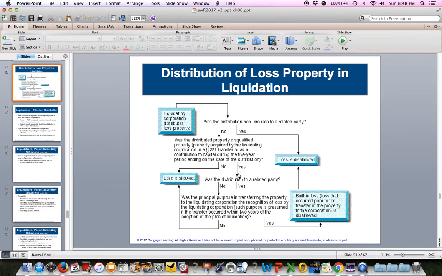If the answer is yes, then the question is, was the distribution to a related party? If the answer is yes, it's disallowed. If the answer is no, then we have to ask one more question. Was the principal purpose in transferring the property to a liquidating corporation the recognition of loss by the liquidating corporation? Such purpose is presumed if the transfer occurred within 2 years of the adoption of the plan. If the answer is no, loss is allowed. If the answer is yes, built-in loss that occurred prior to the transfer of the property to the corp is disallowed. So that's the decision tree to think about as we go through that.